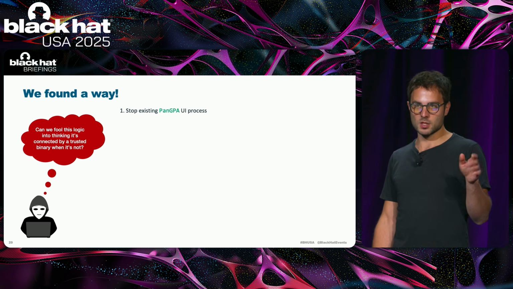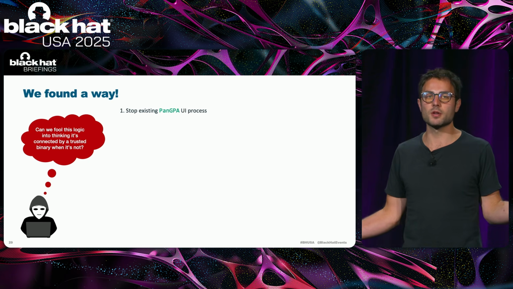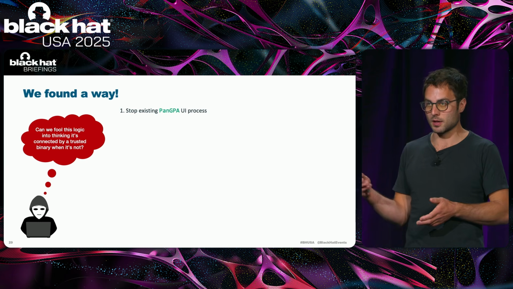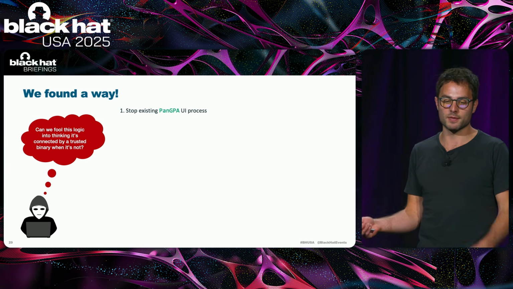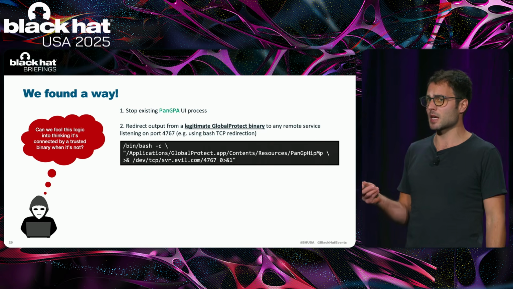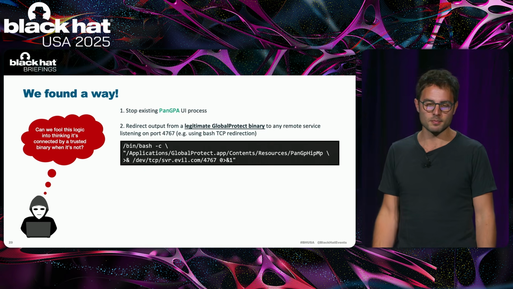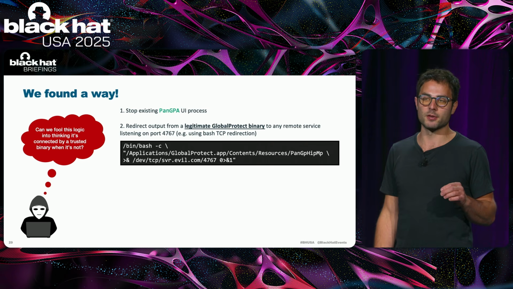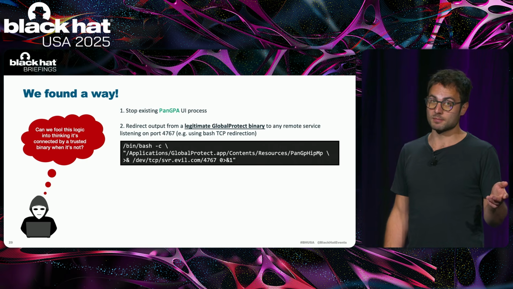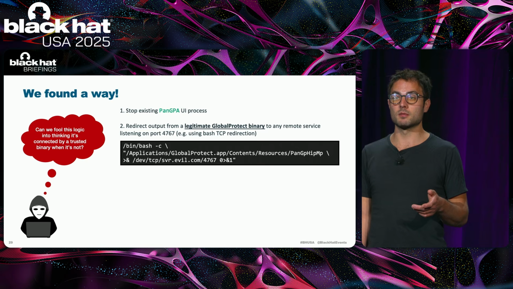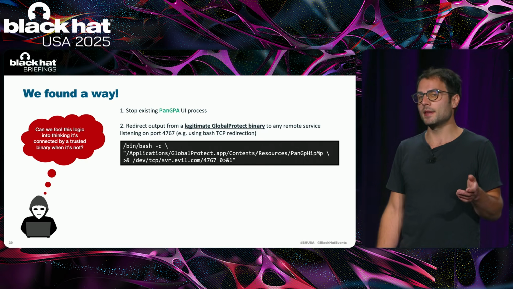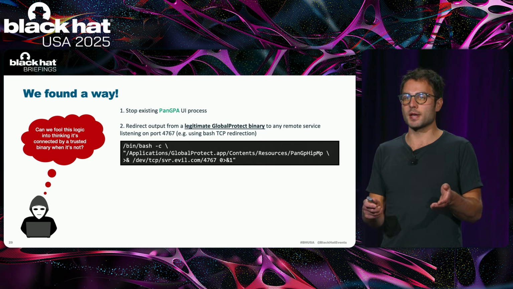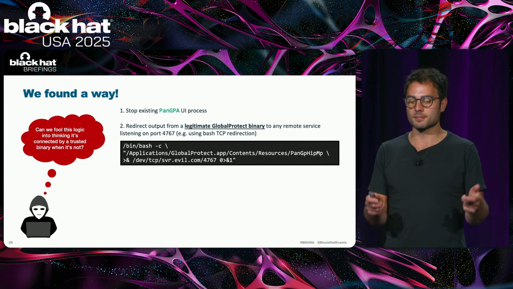Step 1, stop the existing pan UI process. We can do this. It's running as a low-privileged user. We have full control of it. That's only needed, actually, because the server only allows one concurrent connection. Step 2, redirect the output from any legitimate GlobalProtect binary, i.e. anything that's under the good path, to a remote service, so something on the internet, that's listening on the port 4767. And this works because lsof, the command they were doing, is just basically asking what's going on that port, not thinking about the host.